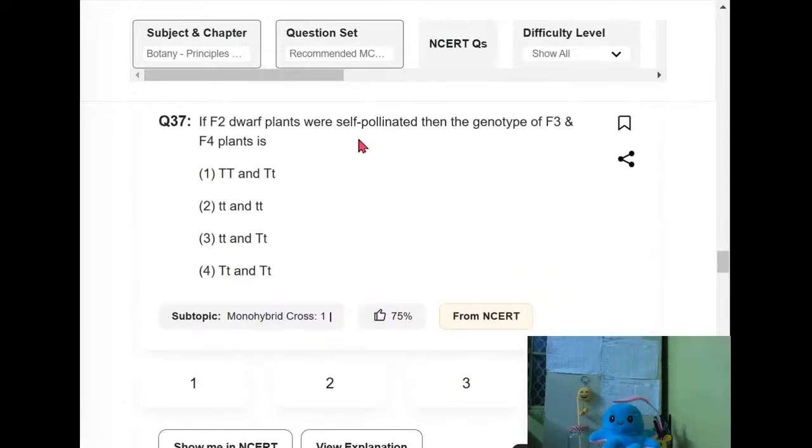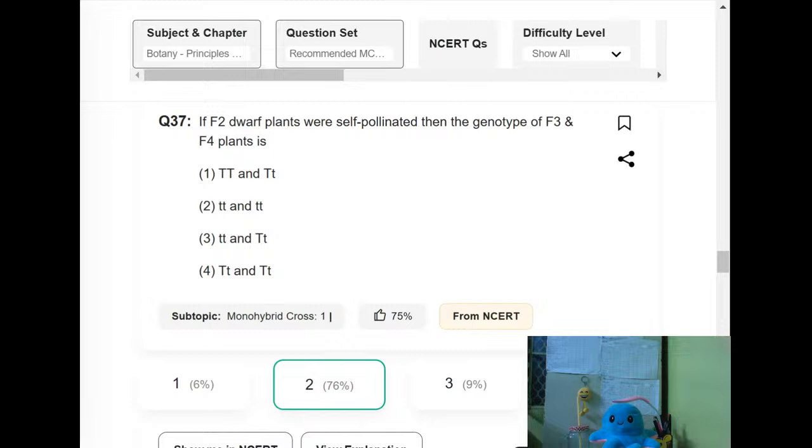If F2 dwarf plants were self-pollinated, then what is the genotype of F3 and F4 plants? F2 is self-pollinated, F3 and F4.